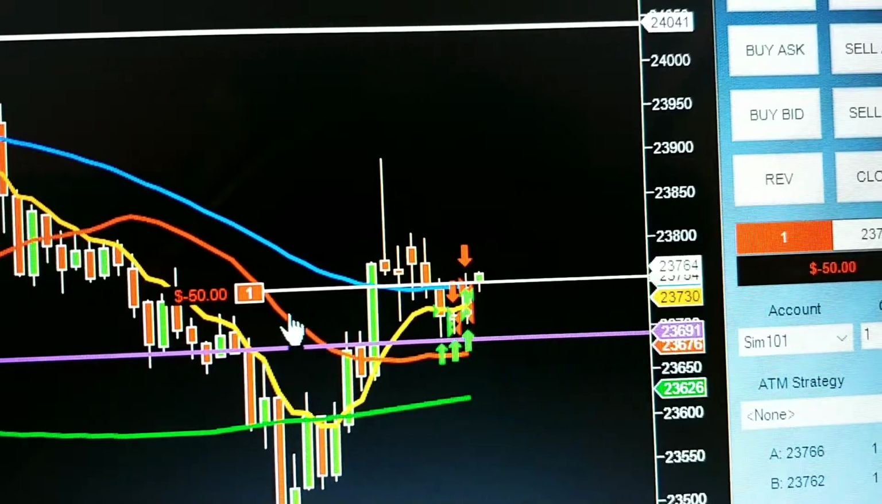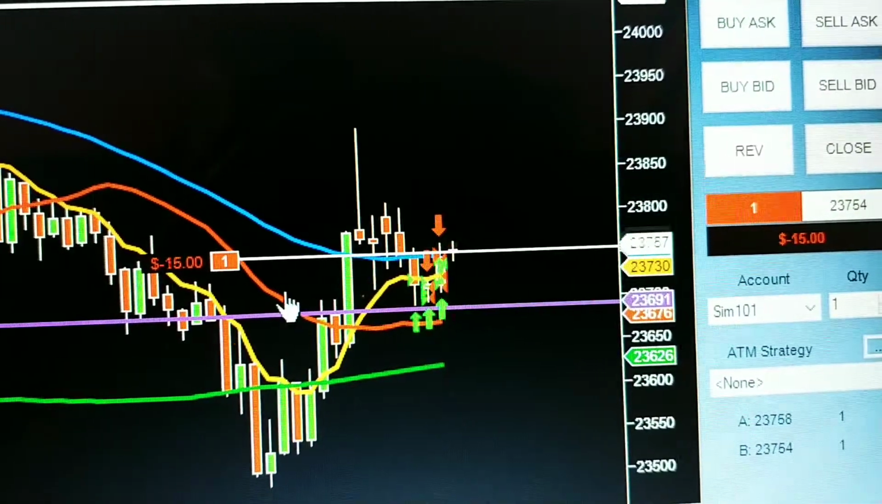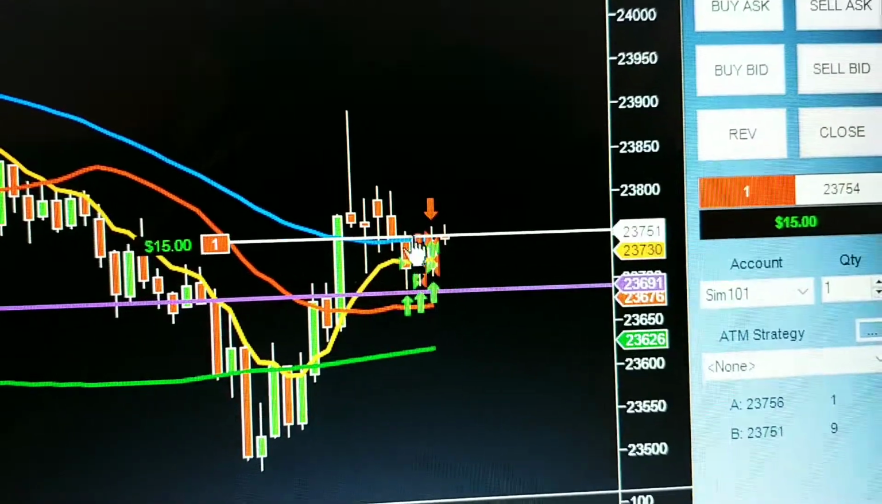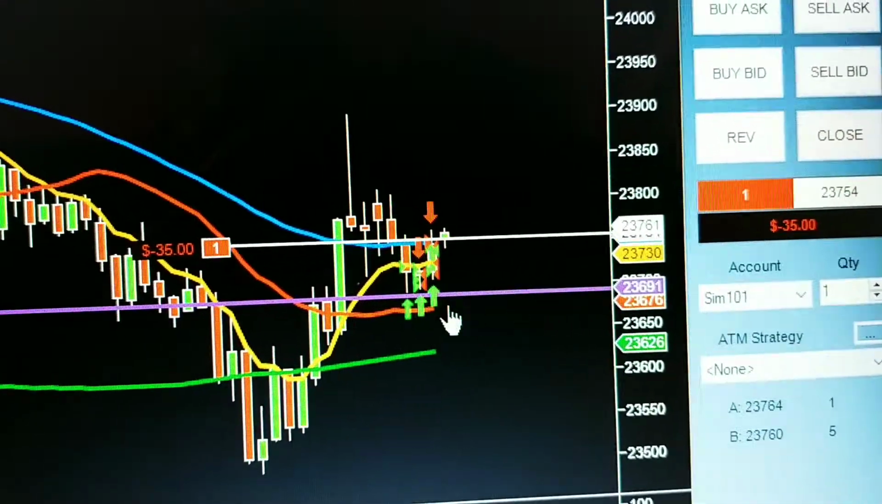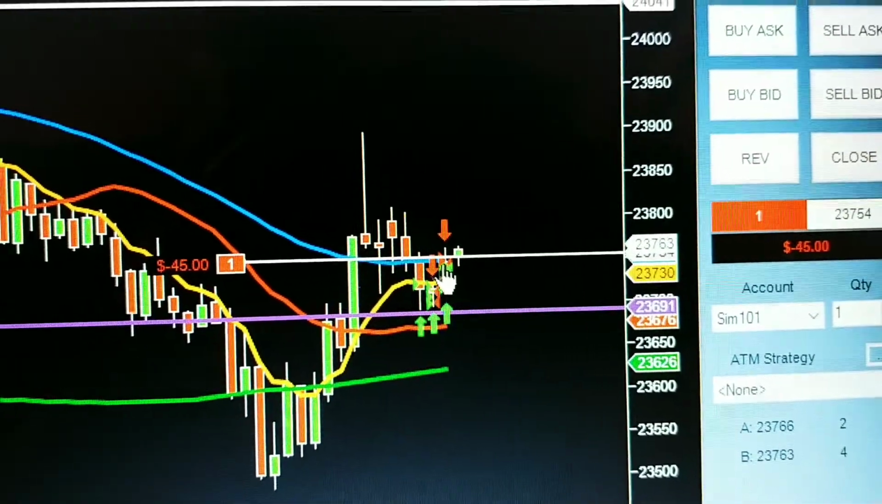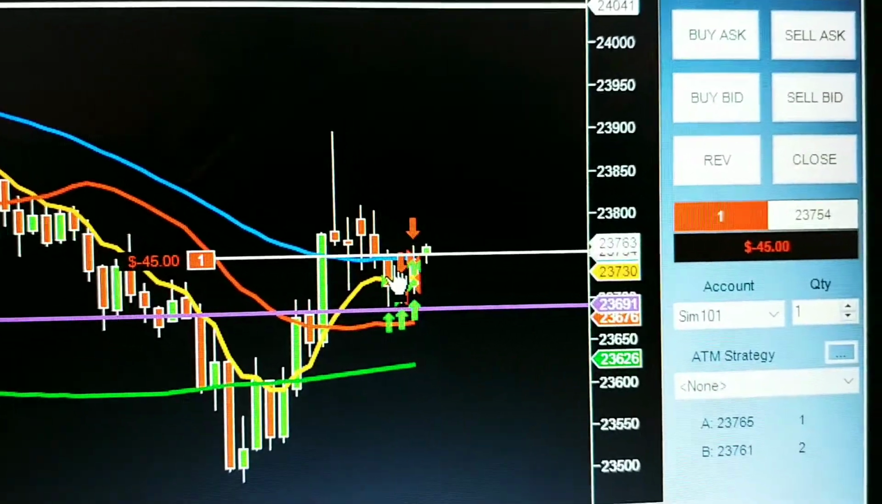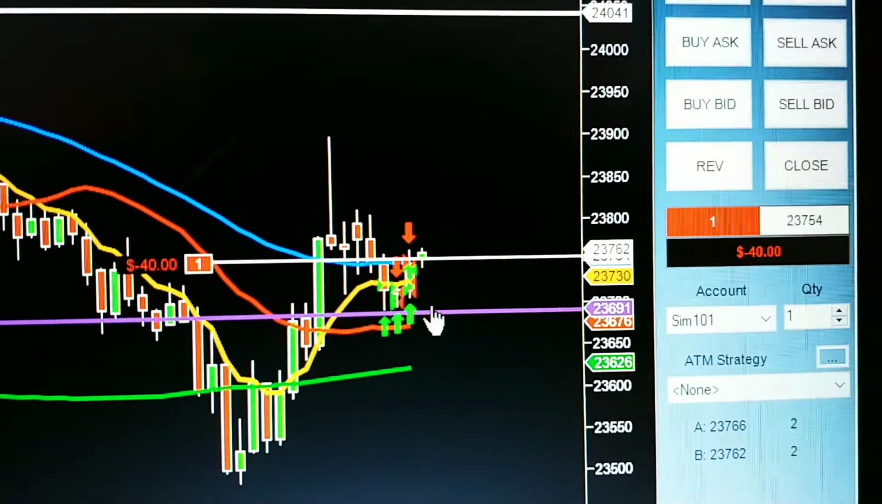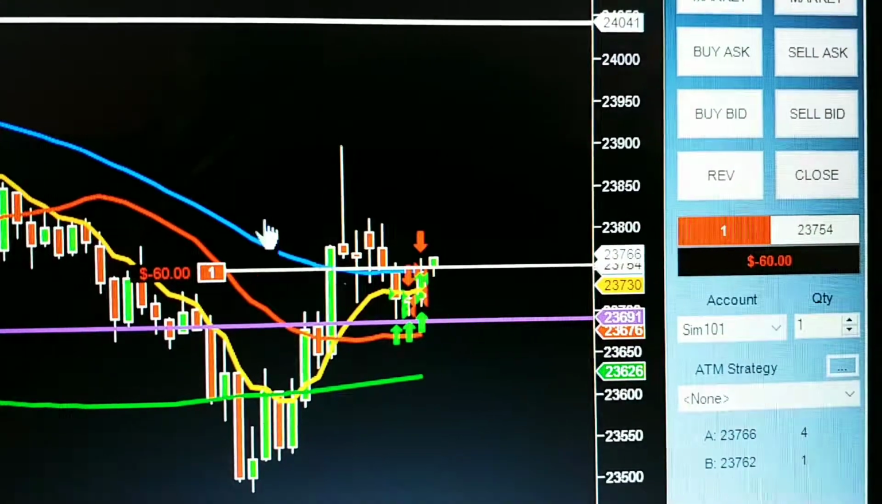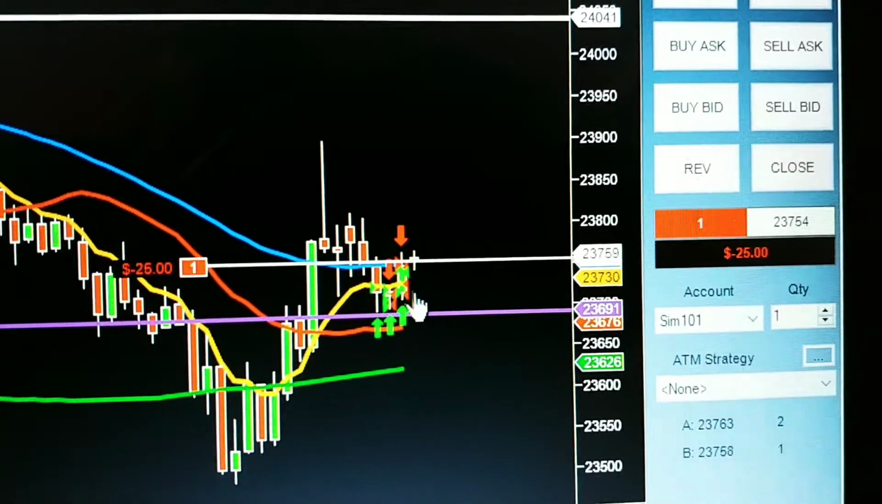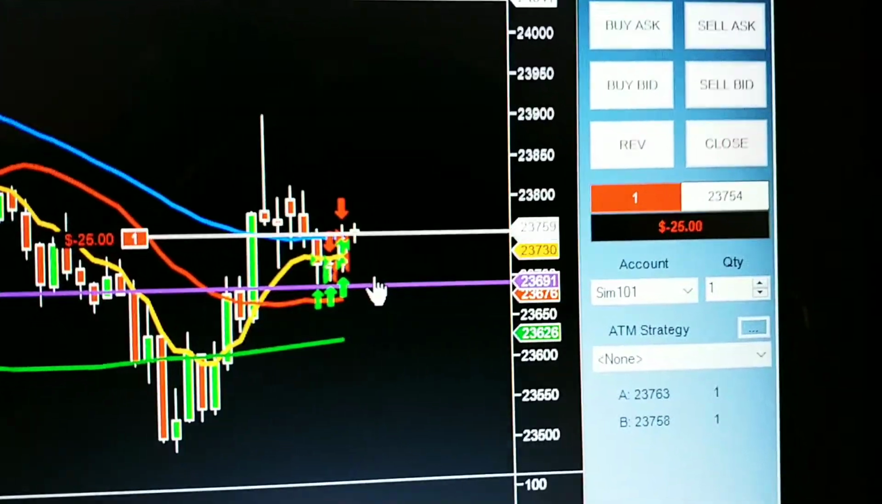The 50, this is the 20, and this is the 8, and this is the 200. So these moving averages, this is the overnight low. So these are kind of barriers. We buy on support, we sell on resistance. So this is considered to be resistance, and that's why I sold the market. So we're going to see what happens.